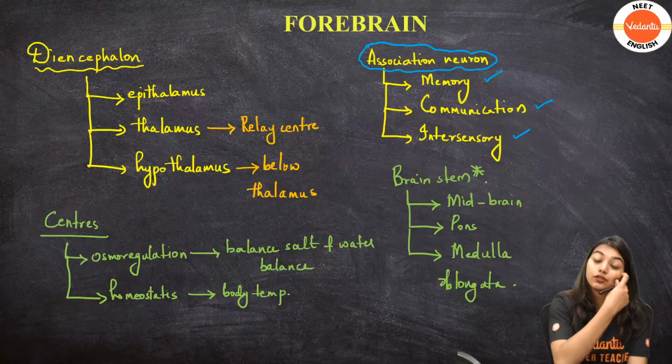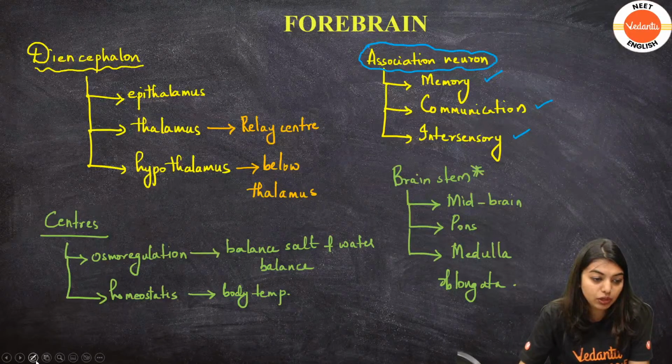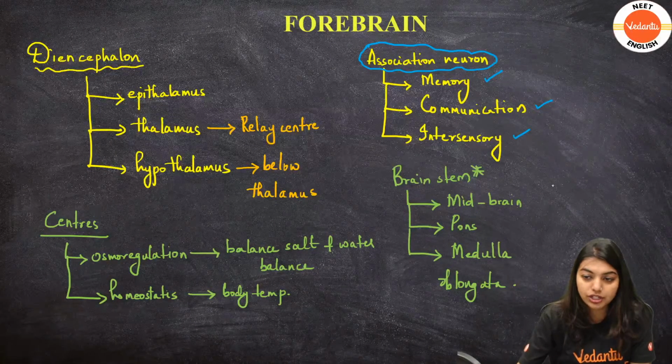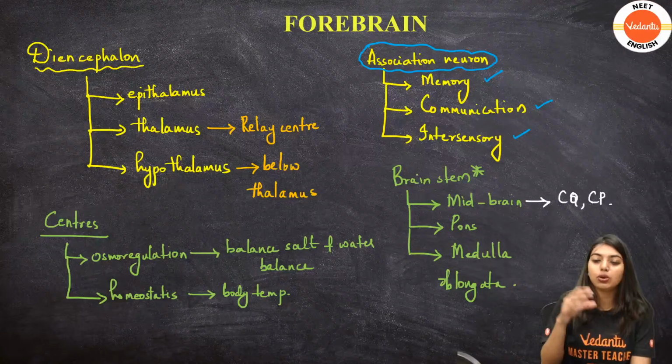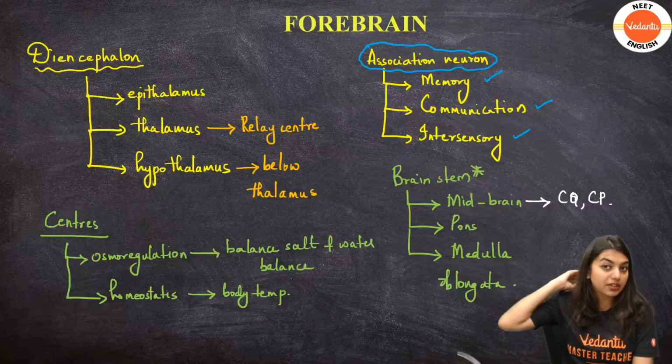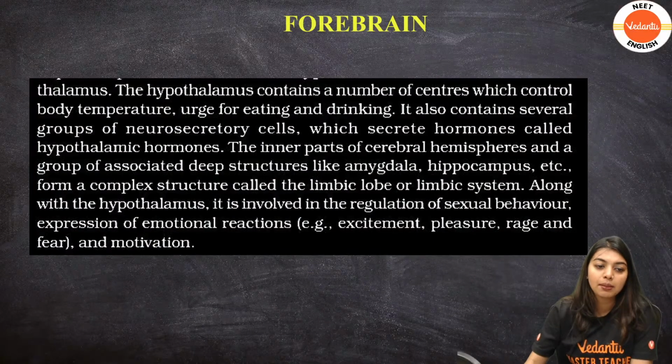Very important question: they can confuse the options and give you brain stem. It has the midbrain. In midbrain, who and all is there? Corpora quadrigemina, I'm writing CQ, and we have cerebral peduncle. So CP and CQ are there in midbrain. Other than that, we have the pons, and then we have the medulla oblongata. These three constitute the brain stem.